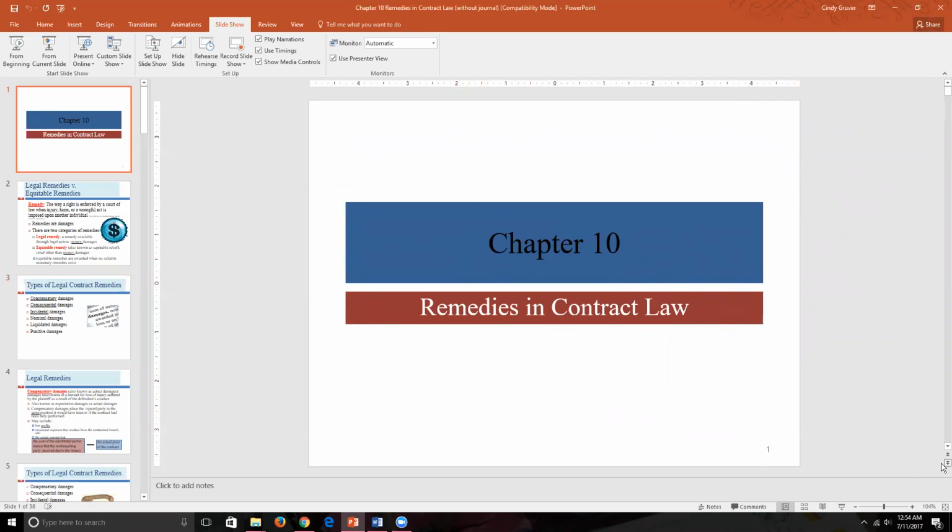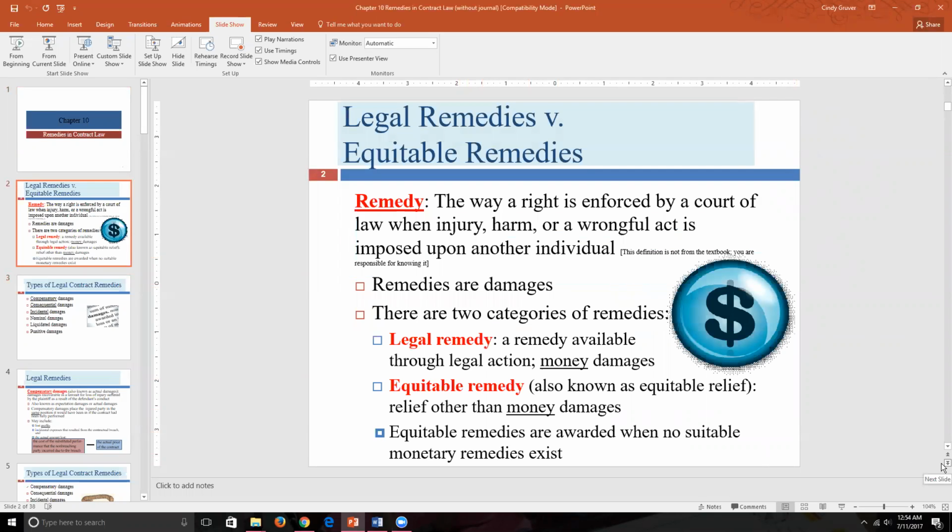As you know, we have been talking about remedies, which is just another word for damages, and we have talked about those remedies in two categories. The first category being legal remedies, the second category being equitable remedies. In our first lecture, we talked about legal remedies. In our second lecture, we talked about equitable remedies.